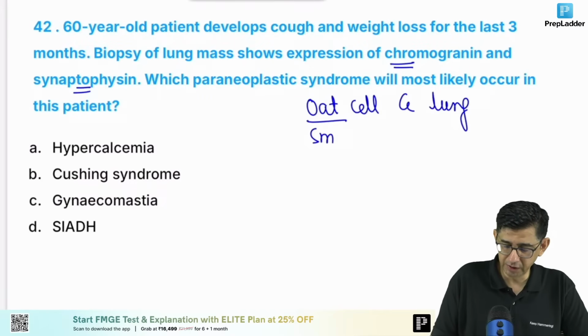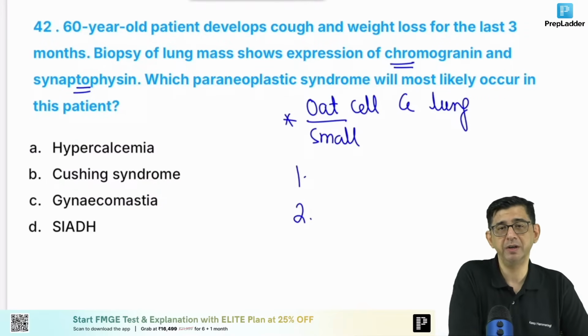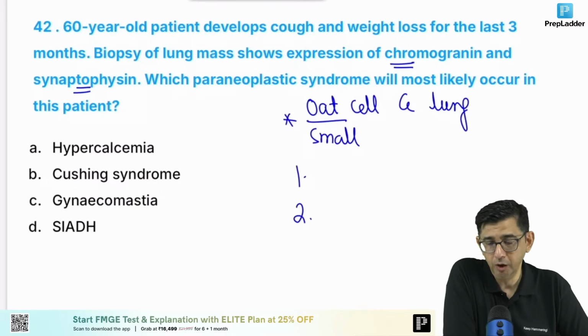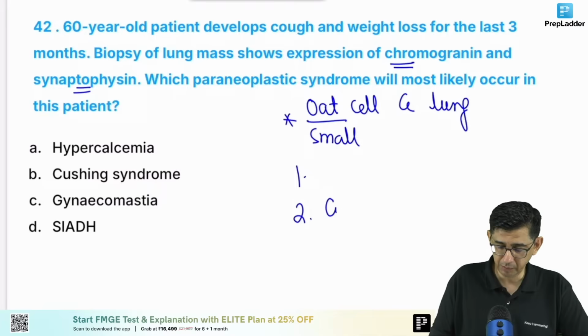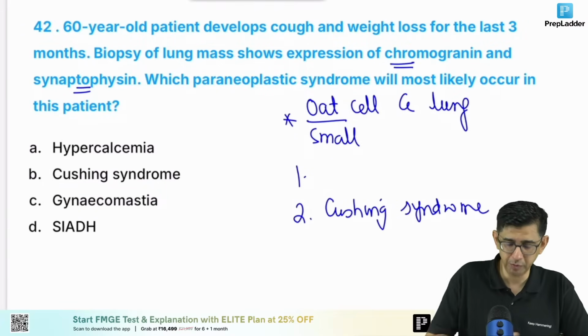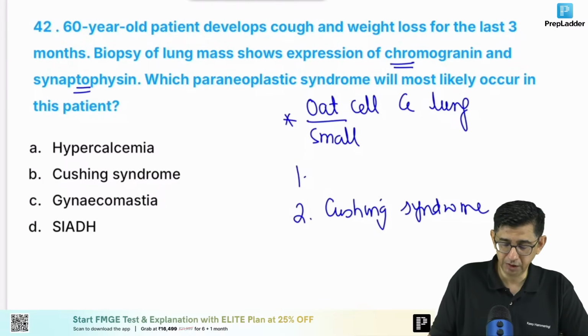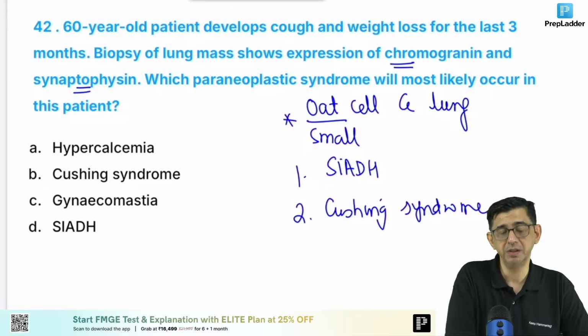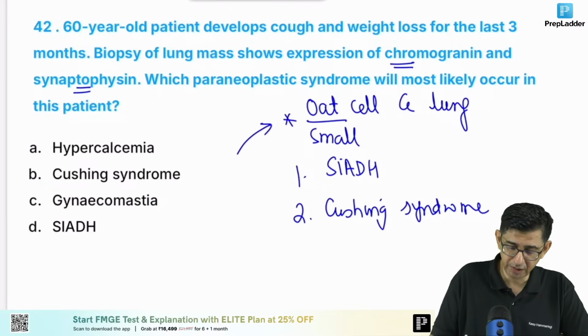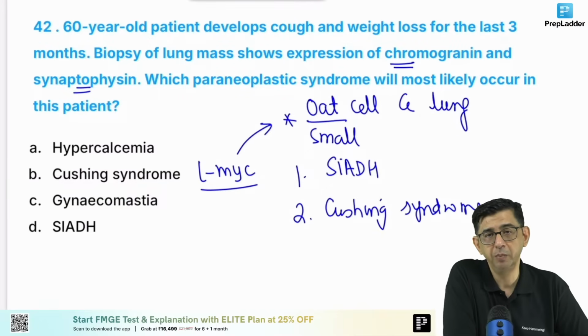If oat cell cancer or small cell cancer is in the picture, then there are two important paraneoplastic manifestations that are asked. One is excess production of ACTH, that is ectopic ACTH production, which will cause Cushing syndrome. This is the second most common one. The most common one in this condition is SIADH, that is syndrome of inappropriate ADH secretion. Oat cell cancer is related to the L-MYC mutation, that will contribute to developmental lung cancer.